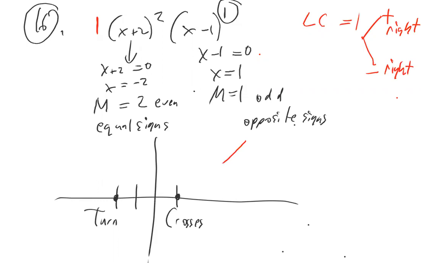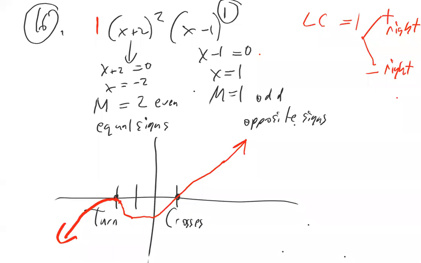So the right side of our graph is going up because it's positive. Then it crosses through this point, and then it does touch that point, but it does not cross through. It turns back around and goes down. So that's the way the graph looks.